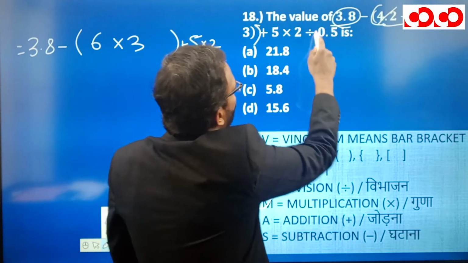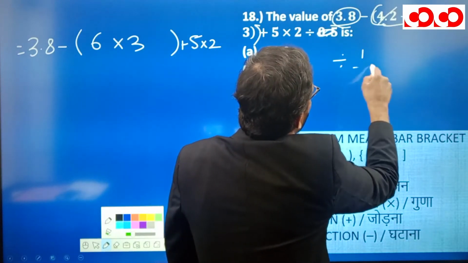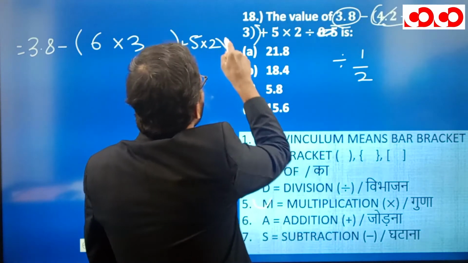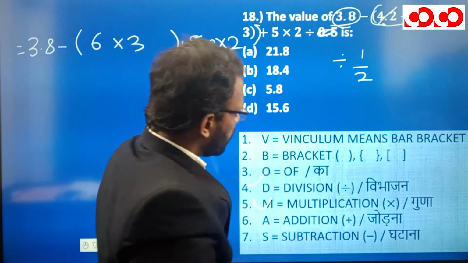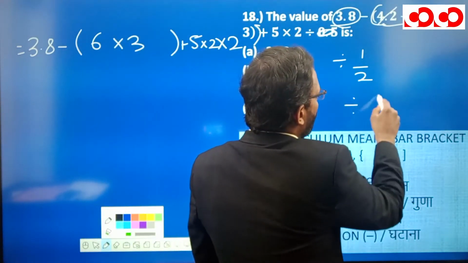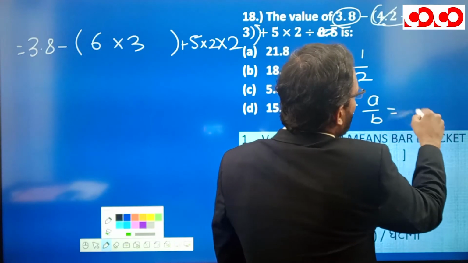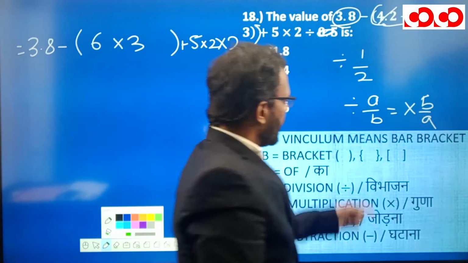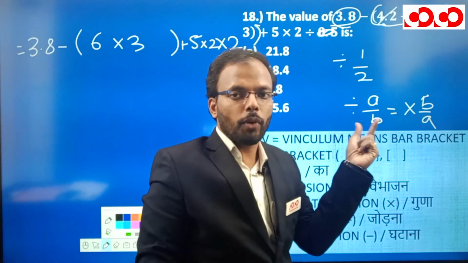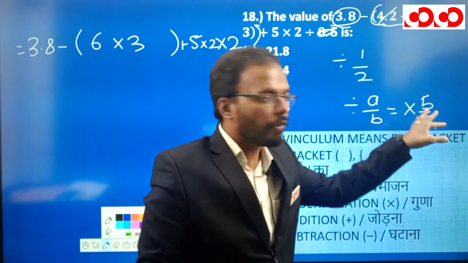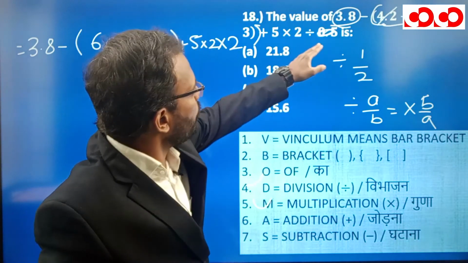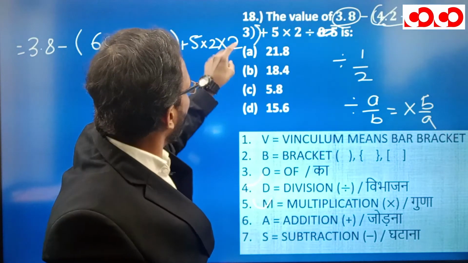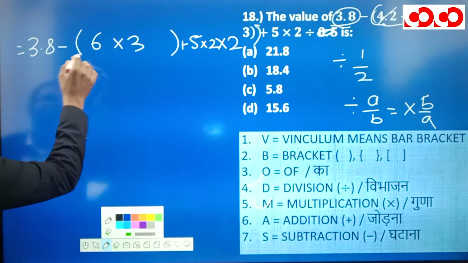Okay, and this is 0.5 divided by 1 by 2, and instead of division we can put multiplication and reverse the next number. Suppose it is division of A by B, what we can do is multiply by B by A, right? For any division where there is a fraction after it, you can multiply and reverse the fraction. That's what I have done. 0.5 means 1 by 2, so I have put multiply and reversed it. Okay, so this is going to be what?